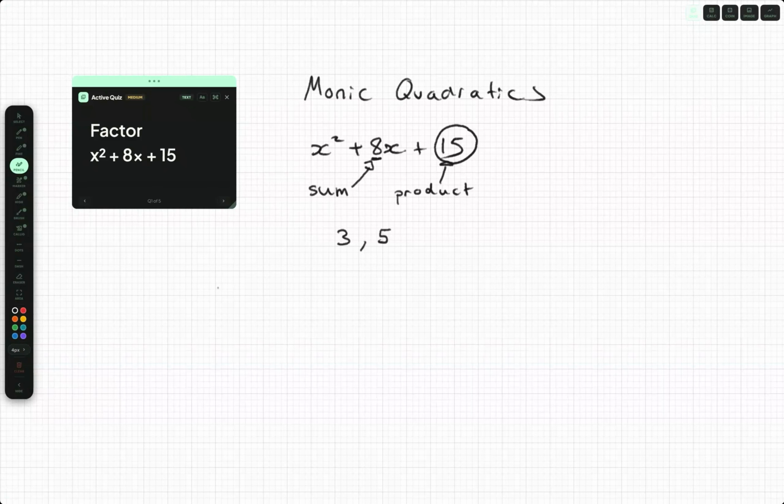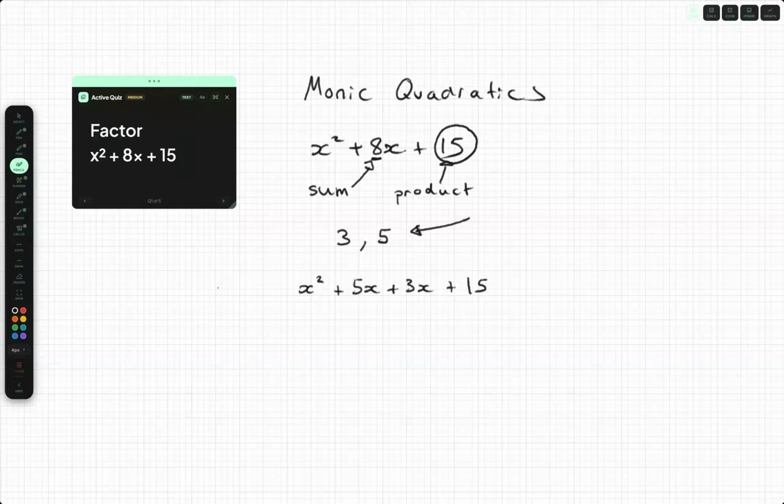Once we have found that out, we can then rewrite the entire expression as x squared plus 5x plus 3x plus 15. It's important to remember it doesn't matter if you have the 5 first or the 3 first. As long as you've identified the correct ones, it won't matter. The math will still be the same.